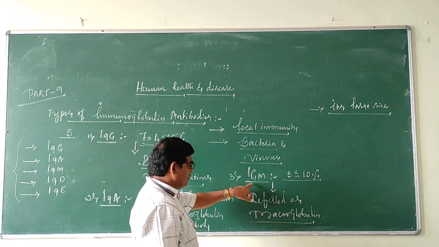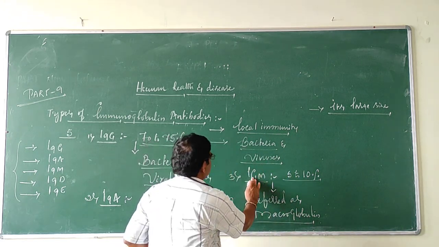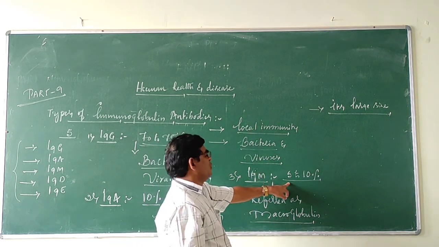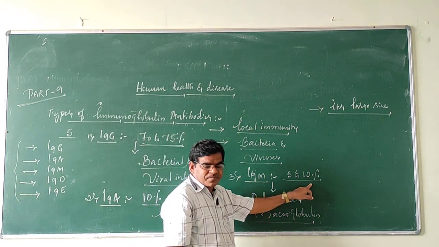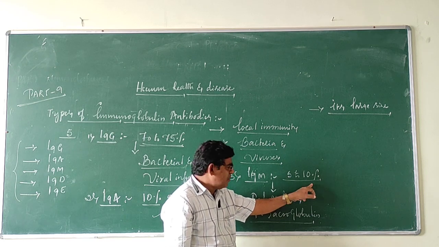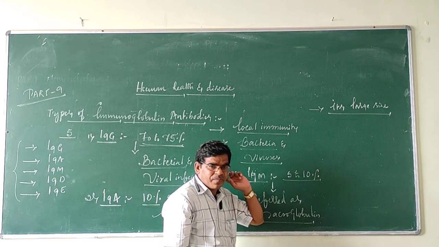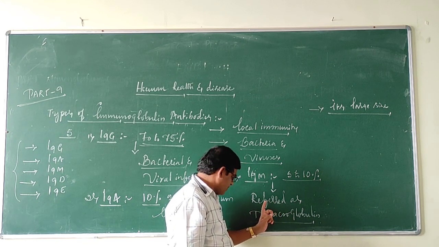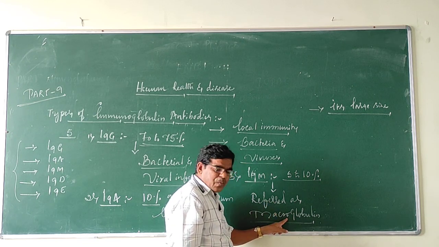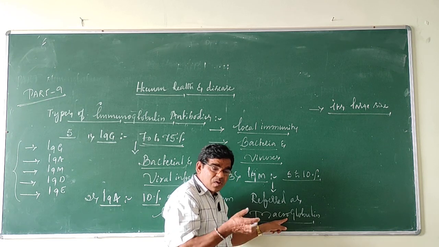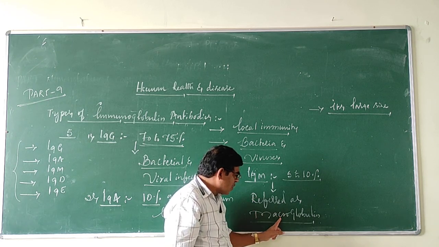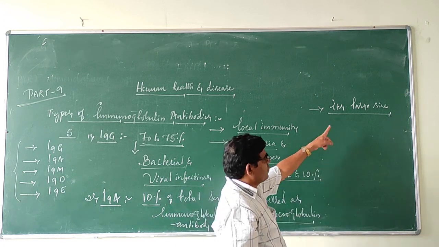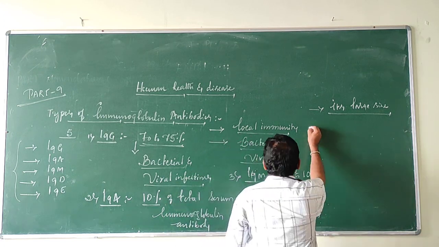This is about IgM. It constitutes about 5 to 10% of total serum immunoglobulin antibody. It is also referred to as macroglobulin. IgM is referred to as macro, meaning large or big, because of its larger size.